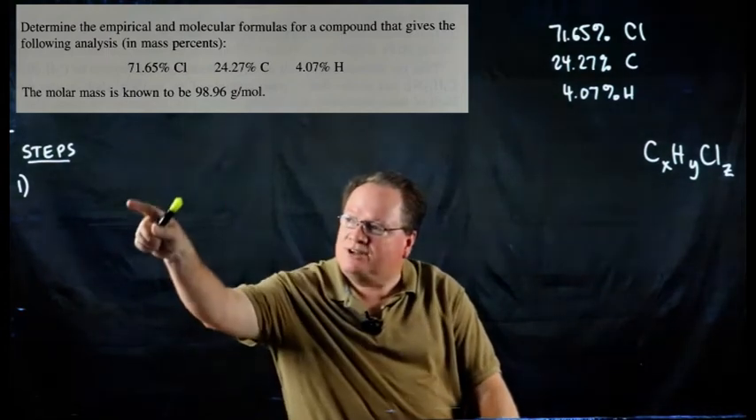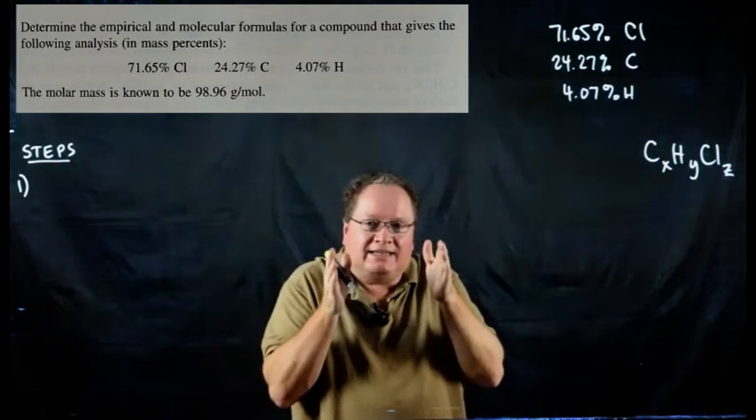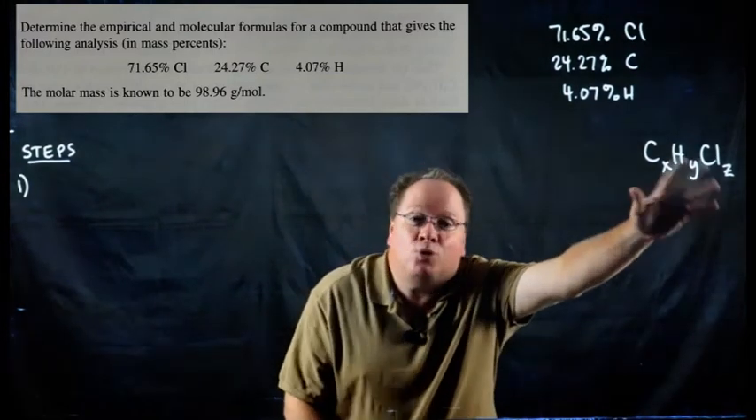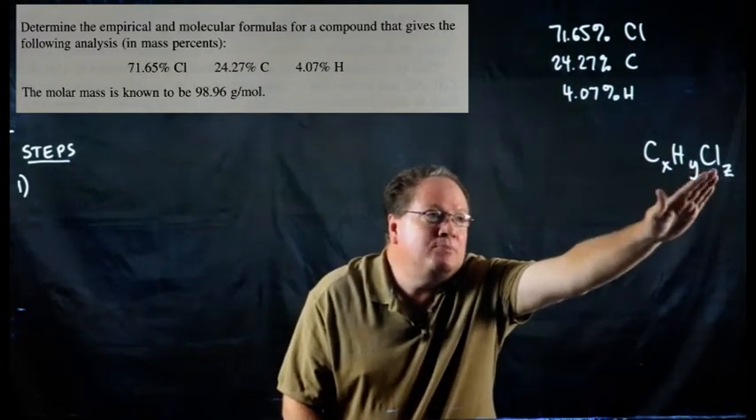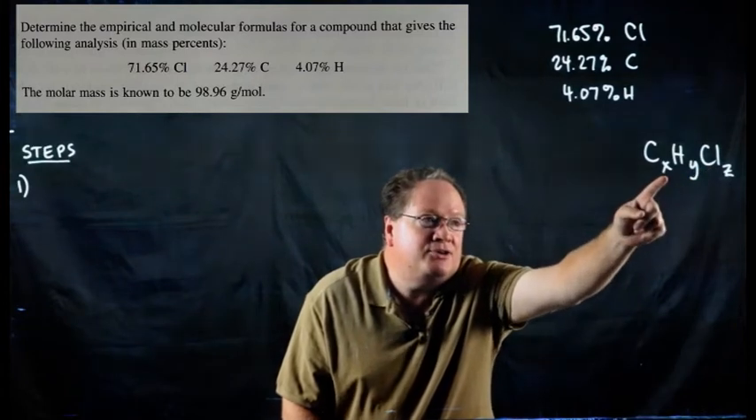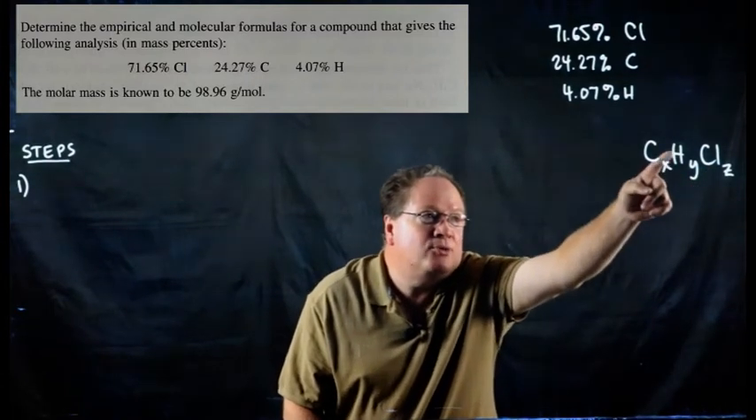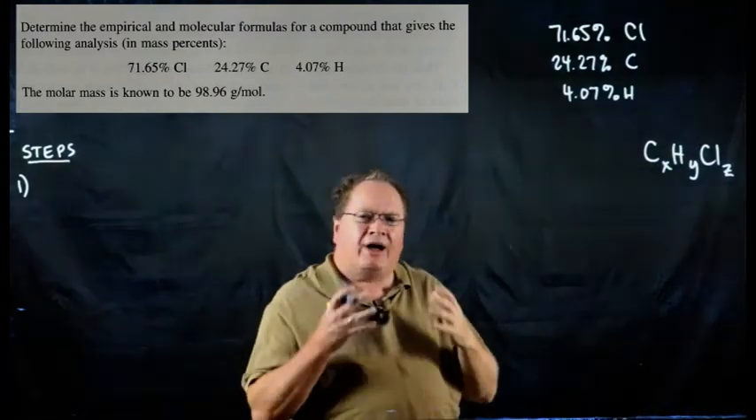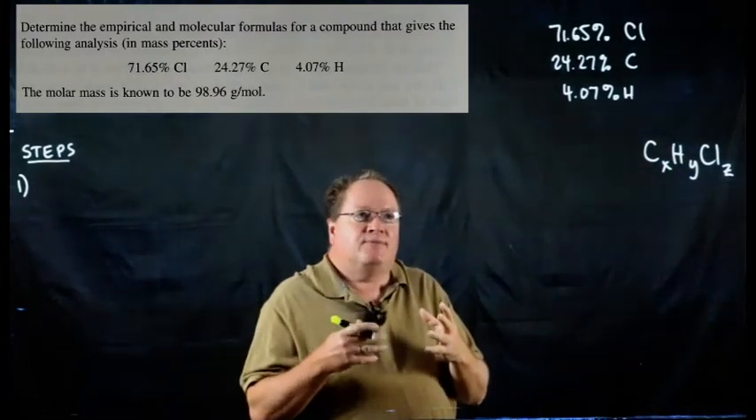So when we start in the steps, the whole idea is to get those ratios. Well, those ratios are between moles. For every 1 mole of this compound, I have a certain number of moles of carbon, a certain number of moles of hydrogen, and a certain number of moles of chlorine. So I really need mole ratios.